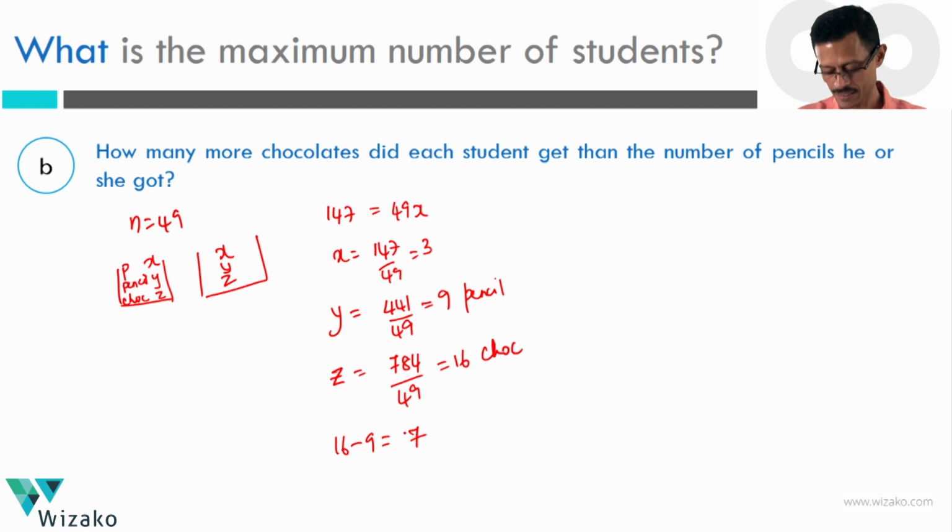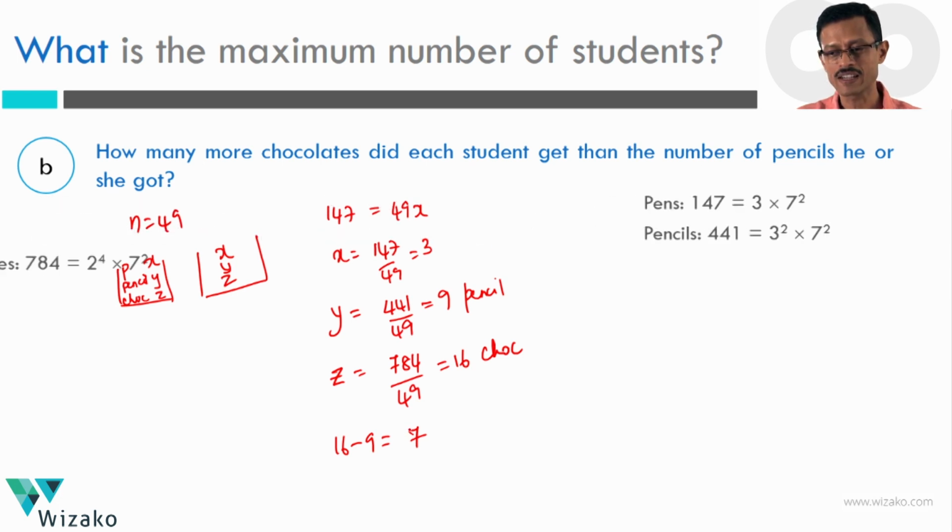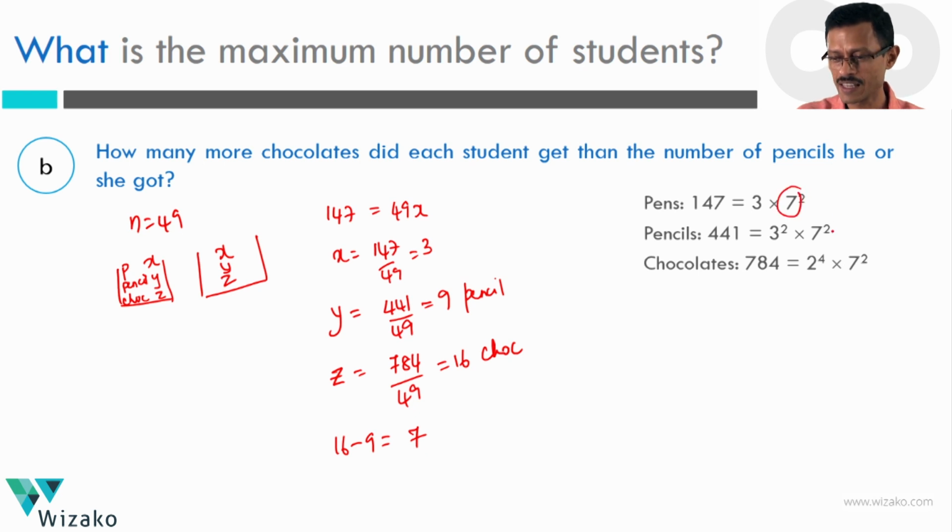See, this is one way of doing it. Let me just quickly recollect our prime factorization step. Pens 147, so 3 into 7 square. Pencils 441, 3 square into 7 square. And chocolates 784, 2 power 4 into 7 square. If this is n, then these numbers should be your x, y, and z. So 2 power 4 is the number of chocolates. 3 square is the number of pencils. We could have got the answer directly without doing any of these things.